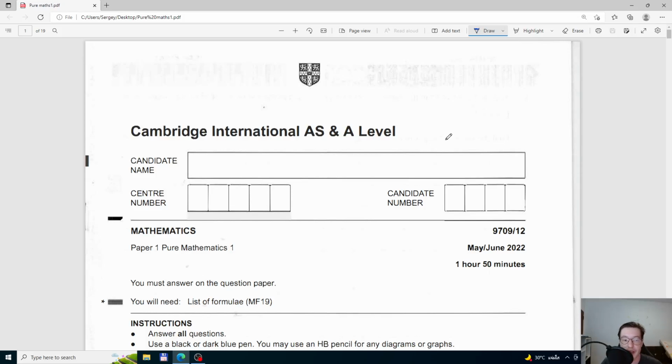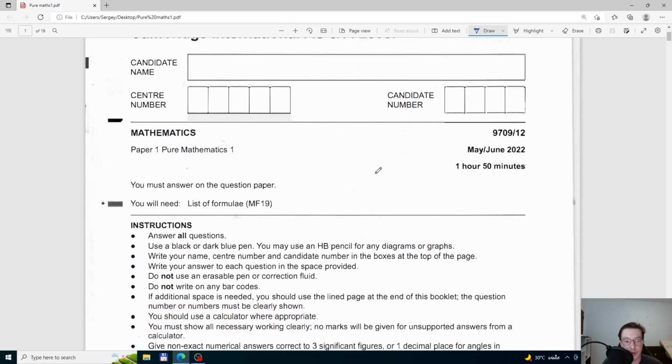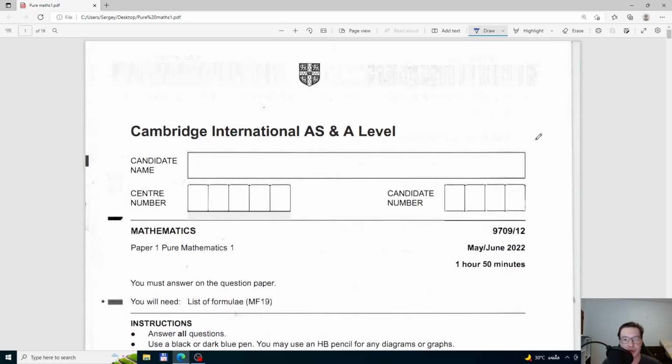Hi. In this video, we're going to have a look at the most recent exam paper for A-level Pure Maths 1, which is at the moment May-June 2022, paper 1-2. I have to say that at this moment, the mark scheme for this paper is not available. So that means I will just show you the way I would approach this paper if I had to take this exam myself.